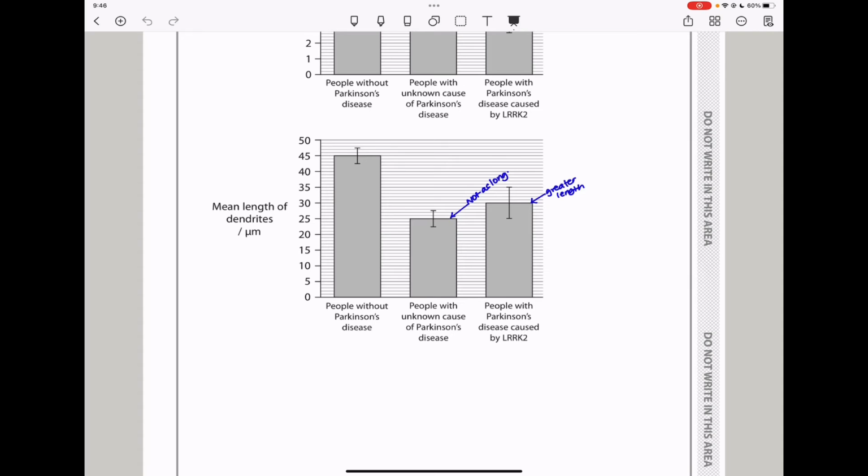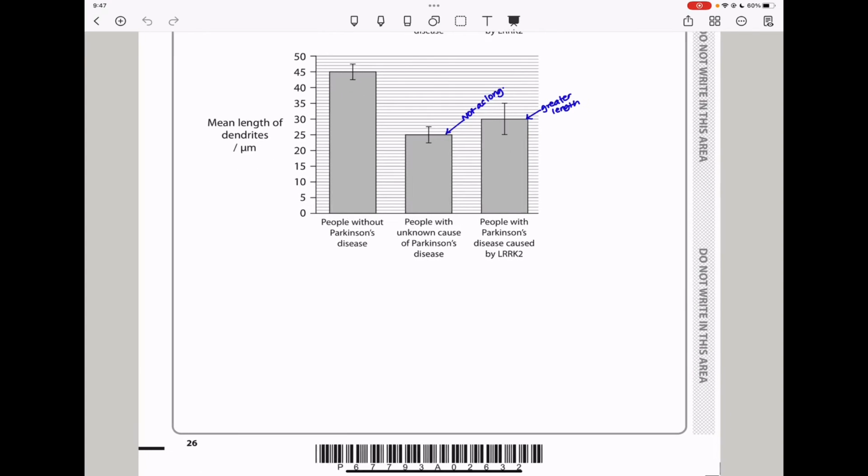If we go to the second graph, we see the mean length of dendrites. People without Parkinson's disease have longer dendrites in comparison to those with Parkinson's disease. However, we can see people with Parkinson's disease caused by LRRK2 have greater length in comparison to those that have unknown causes of Parkinson's disease. However, we can see the error bars do overlap, so that could show that data may not be that valid. There is no overlap with this data, so we can see this one is valid, but these two overlap, and that could be inconsistent. So let's move on.